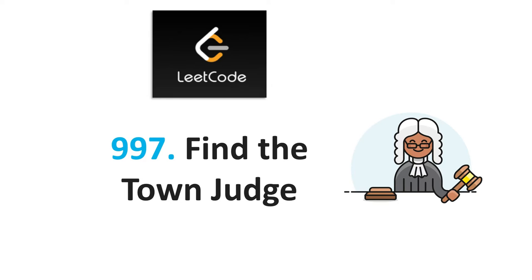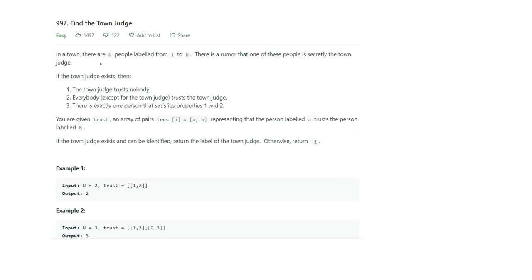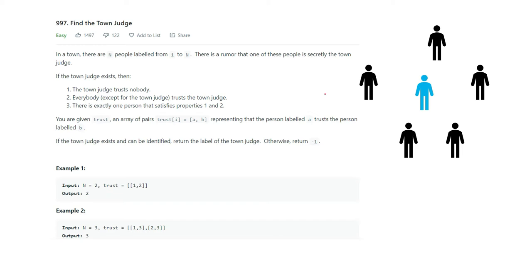So today we'll discuss one problem from Leetcode, that is 997, find the town judge. The problem statement is saying, in a town there are n people labeled from 1 to n. There is a rumor that one of these people is secretly the town judge. Suppose there are 1 to n persons in a town and secretly one of these guys is a town judge.